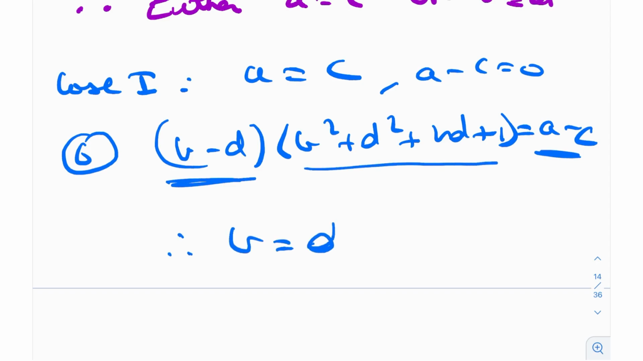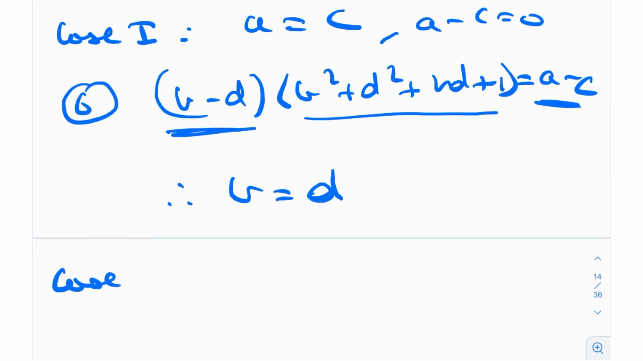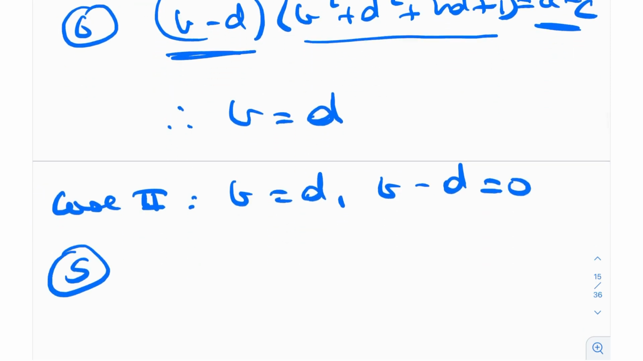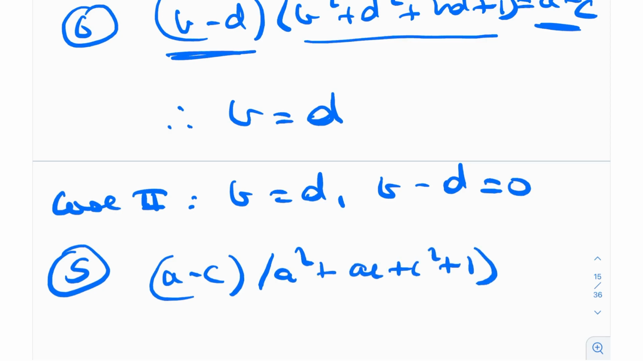So therefore b is equal to d. Similarly, if I take case 2, what is case 2? b is equal to d. So b minus d will be 0. And from equation number 5, what did I have over equation number 5? (a minus c) times (a square plus ac plus c square plus 1), that was equal to d minus b.